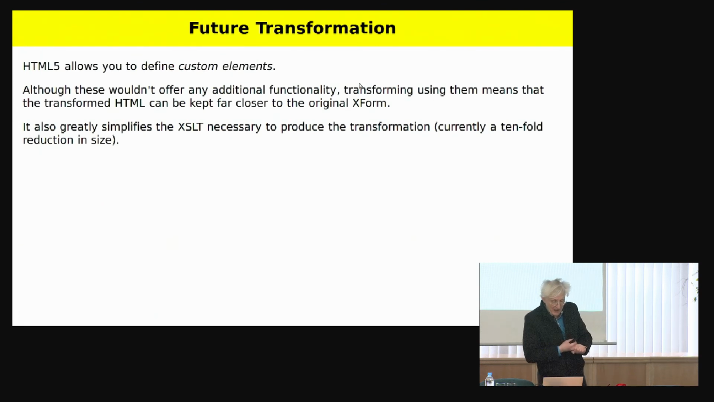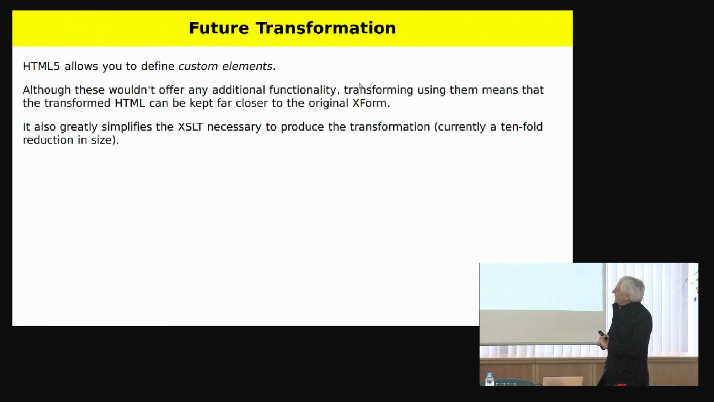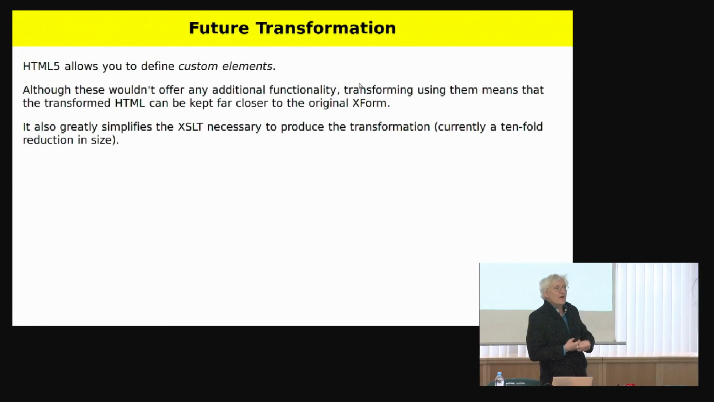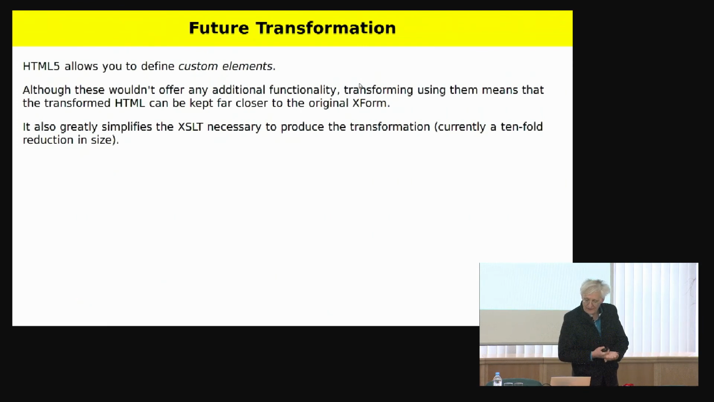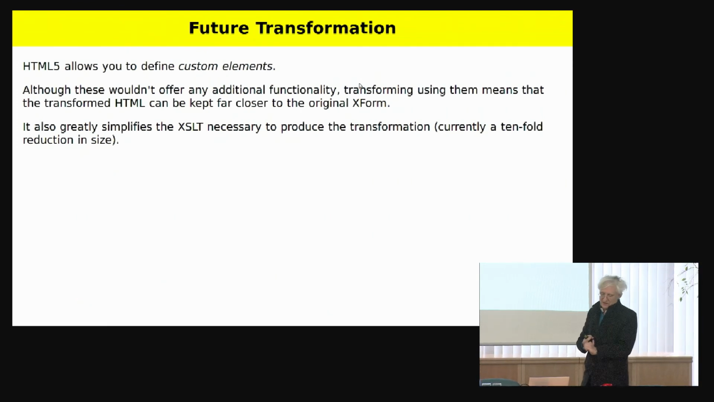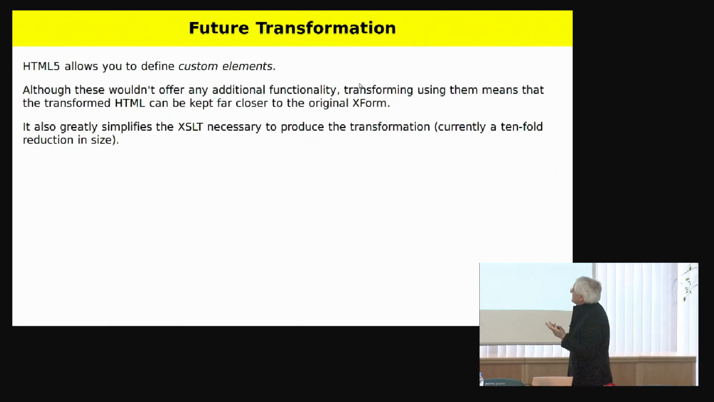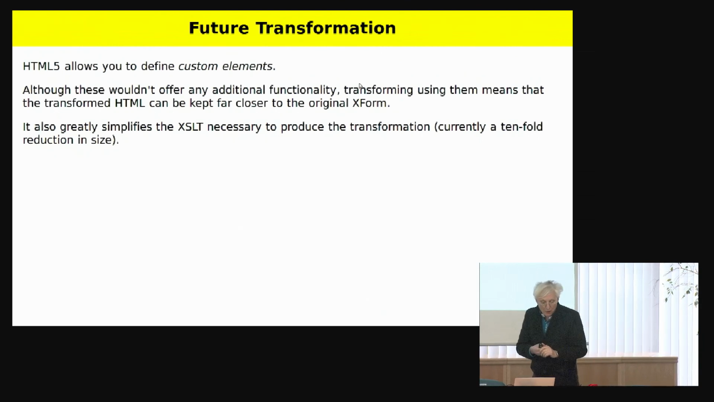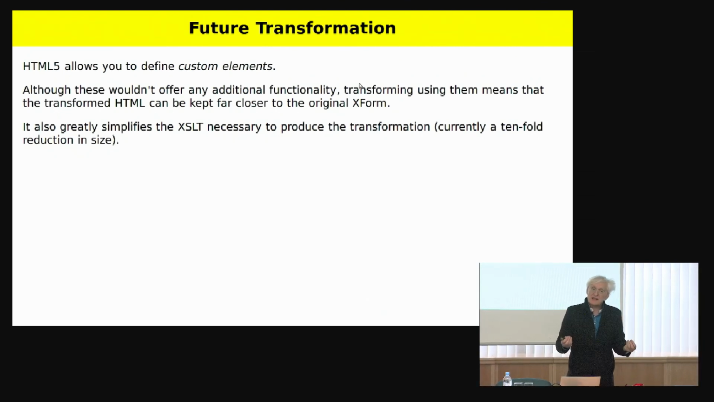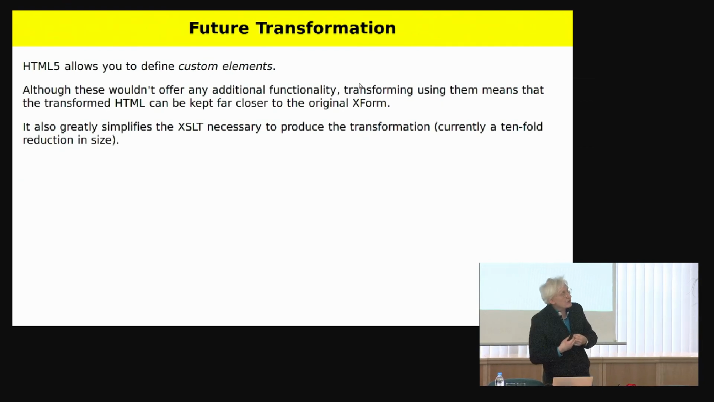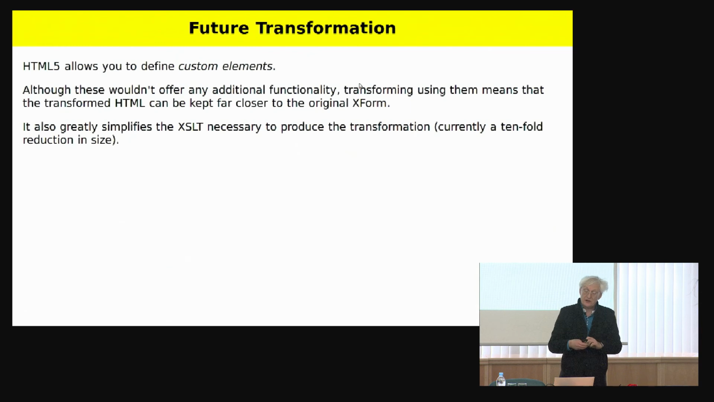So HTML5 has apparently discovered XML, or at least a variant of XML, because you can now define custom elements within HTML5. They're slowly discovering the advantages of XML. These custom elements don't offer any additional functionality, but we can transform to them so that the transformed HTML looks much more like the original XForms. It actually also greatly simplifies the XSLT necessary to do this transformation. It's currently 10 times smaller than the original XSLT.